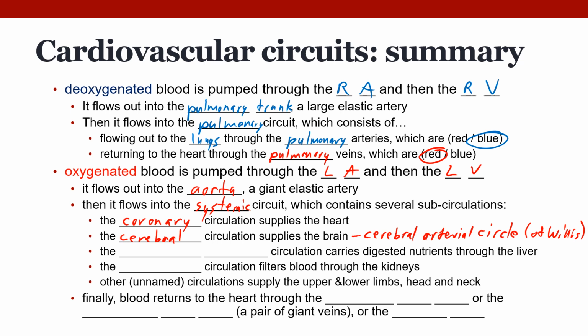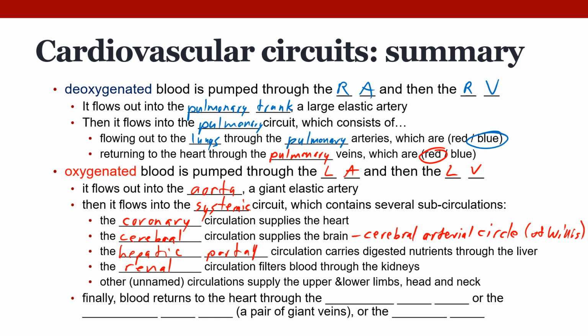The hepatic portal circulation carries digested nutrients through the liver. And the renal circulation filters blood through the kidneys. There are other circulations that don't have specific names for the upper and lower limbs, the head and the neck, and that sort of thing.